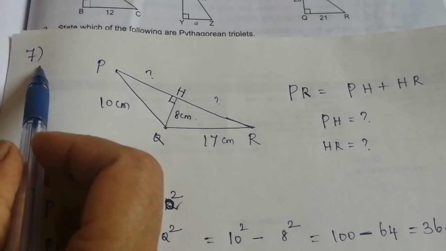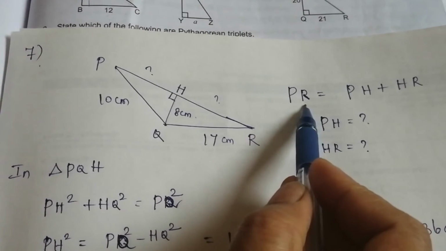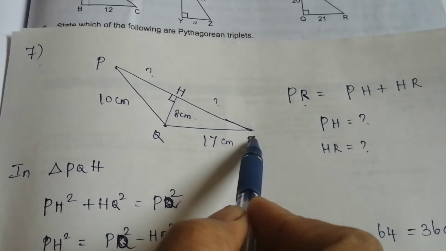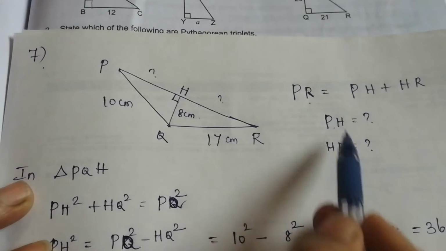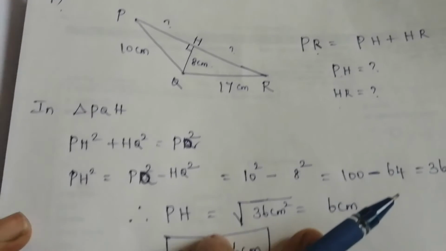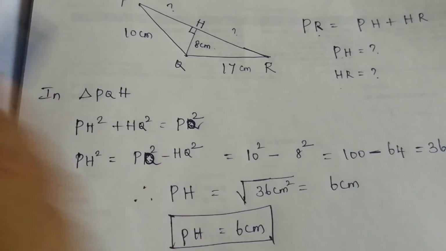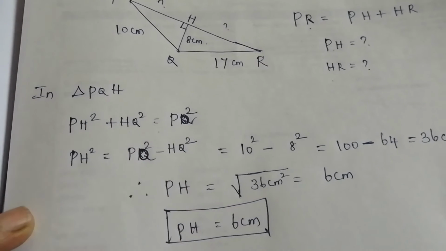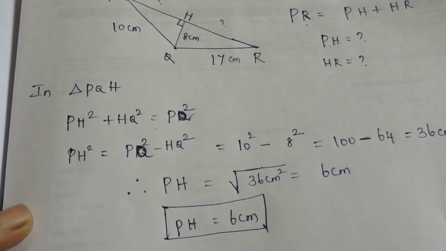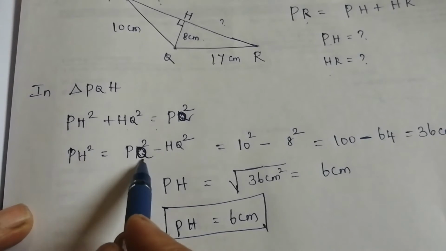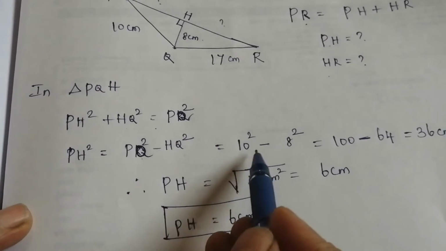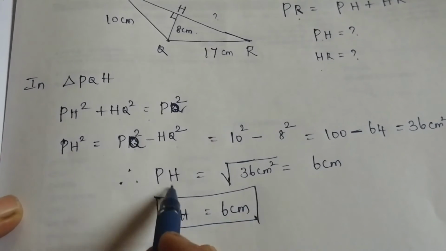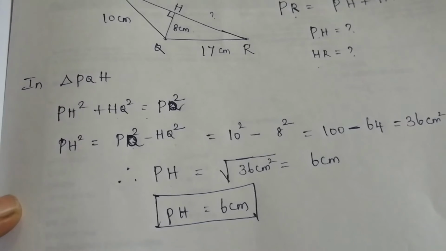So in problem 7, we have to find the value of PR. PR equal to PH plus HR. So we have to find the value of PH and HR. So in triangle PQH, according to Pythagoras theorem, PH square plus HQ square equal to PQ square. So we have to find PH. So PH square equal to PQ square minus HQ square equal to 10 square minus 8 square, that is equal to 36 centimeter square. So PH equal to 6 centimeter.